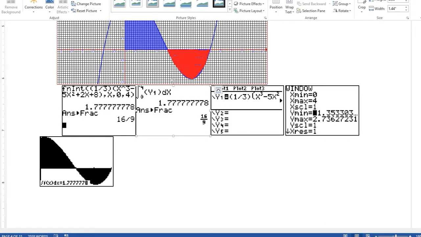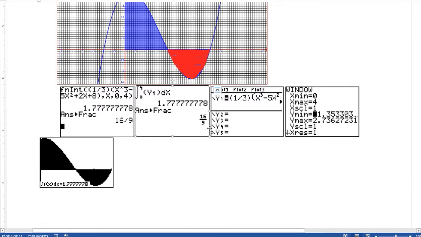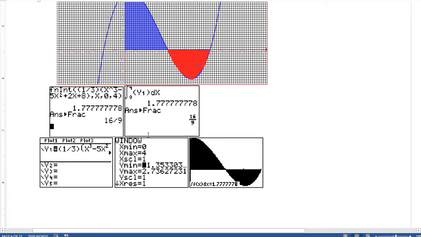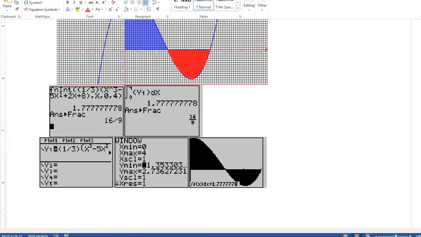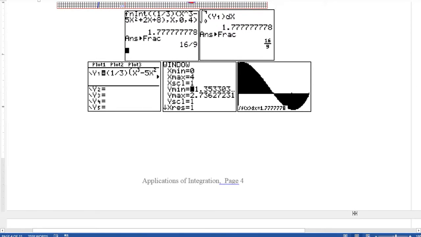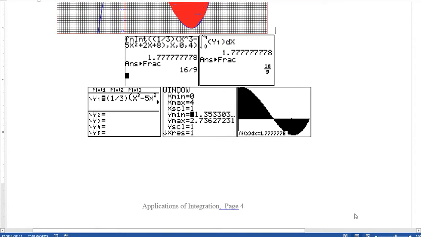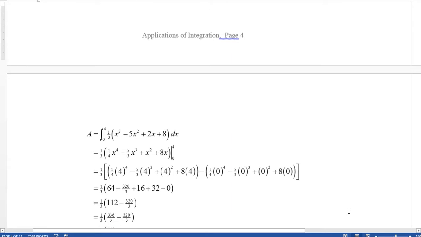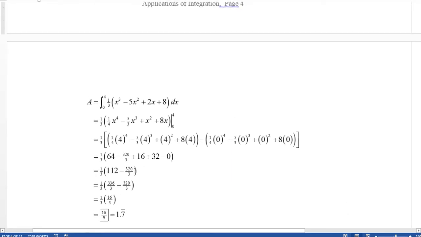And that's what it looks like on the newer operating system. Okay. So 16/9 actually turns out to be the exact value. We can see that without a calculator by doing the integral by hand here. So let's work through the steps of that.